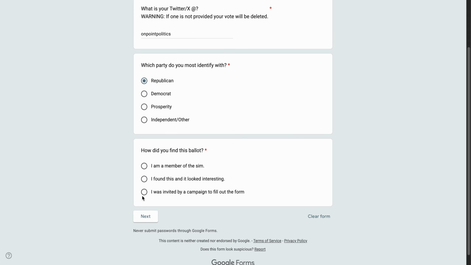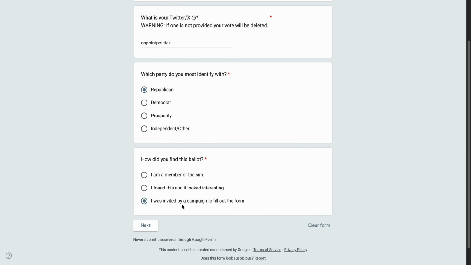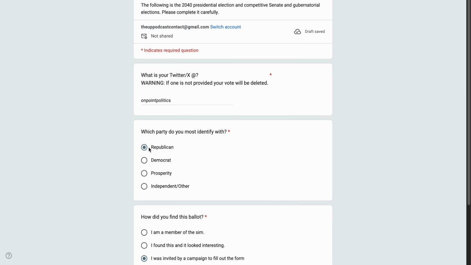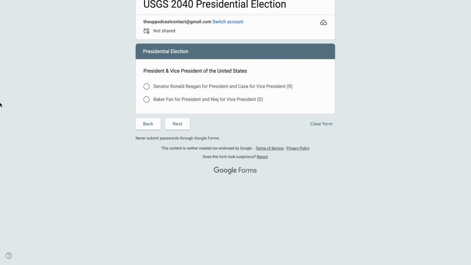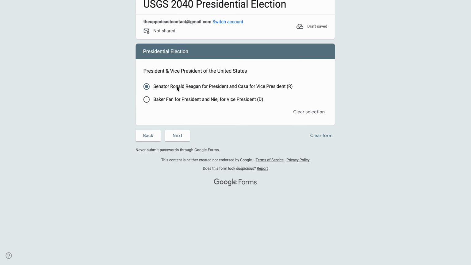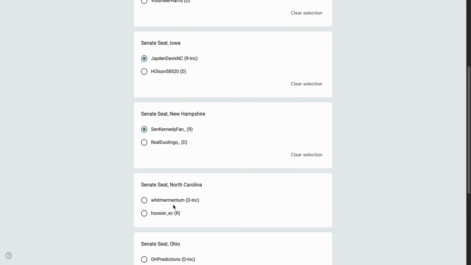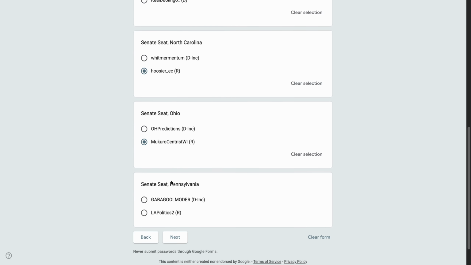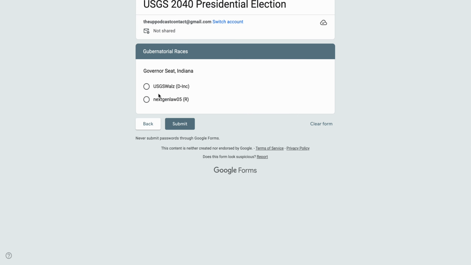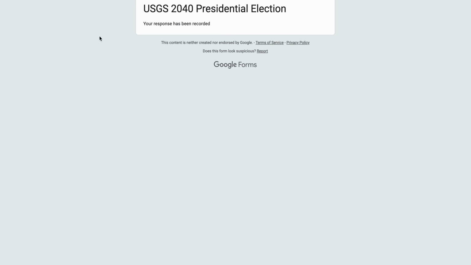You can see here, you could probably put, like, I was invited by a campaign to fill out the form, or I found this and it looked interesting. You could put either or. I'll probably just put the campaign for myself. You put which party you identify yourself with the most, and you select the president with Ronald Reagan and Cashapp for vice president. That is the ballot that you select for president. And then you basically just fill out the Republican nominees for all of the Senate seats. This will be in the description down below for everyone to go ahead and fill out.